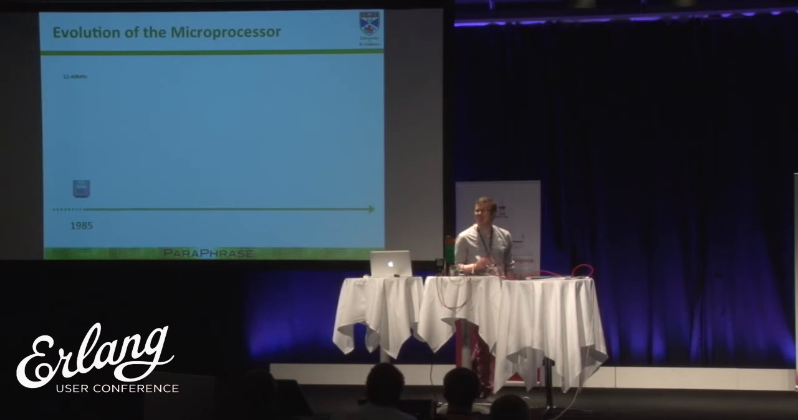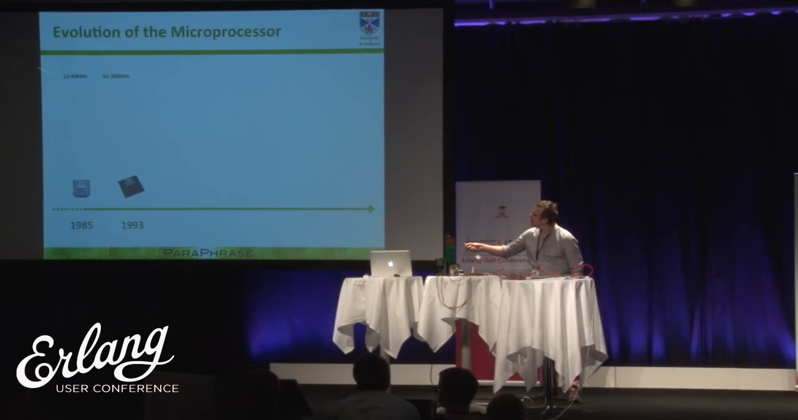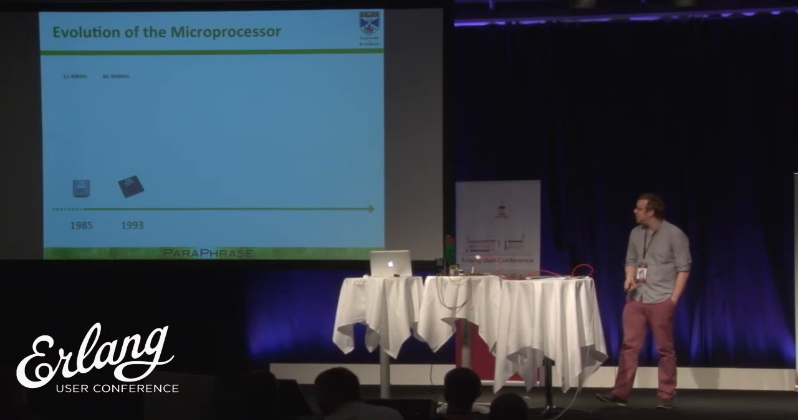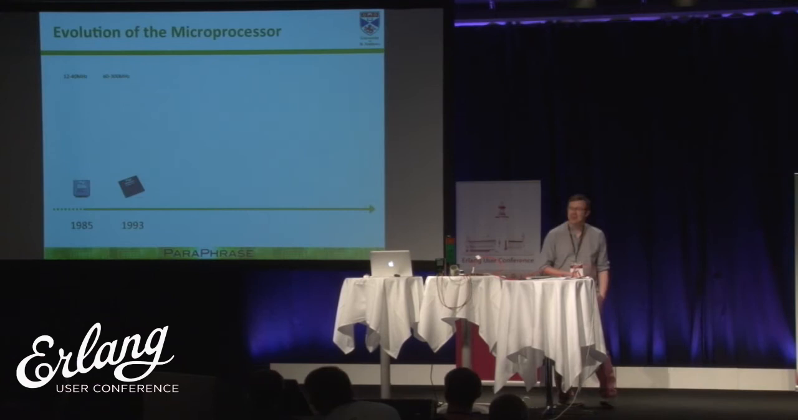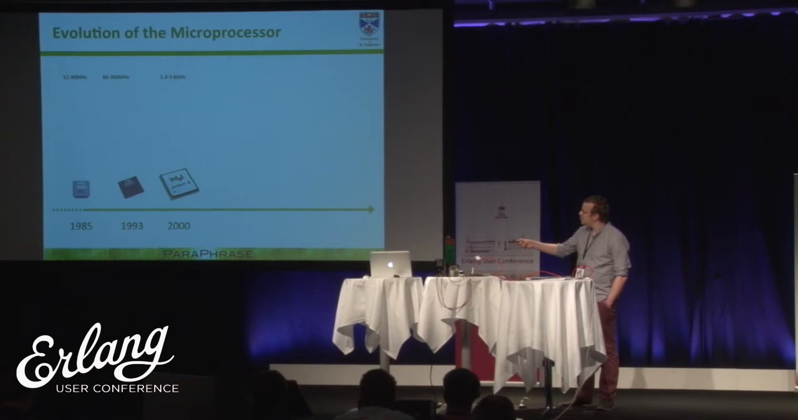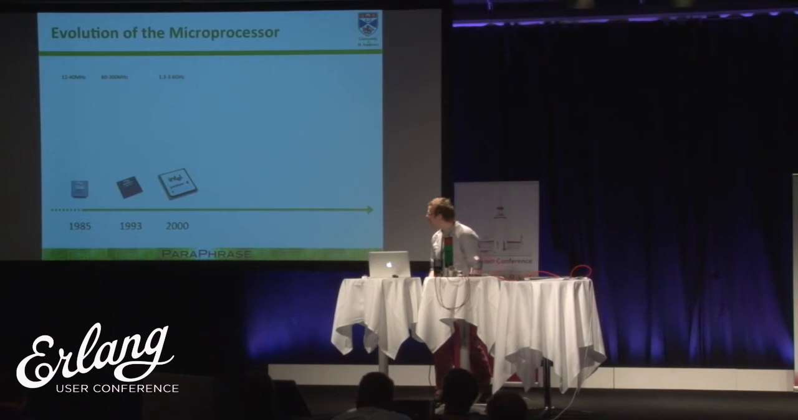About 10 years later, the clock speed started to ramp up. So we're getting clock speeds of about 300 megahertz. This was the introduction of the Pentium. It's one of the first chips that I started to program on. At the dawn of this century, they ramped up even further, into the gigahertz. So we're looking at 3.6 gigahertz. This is a Pentium 4.